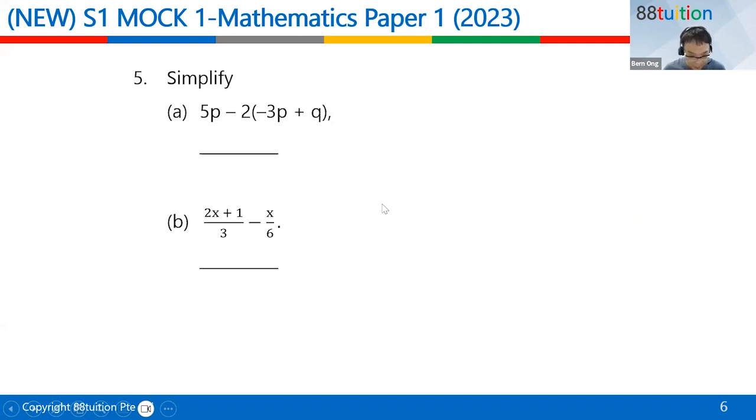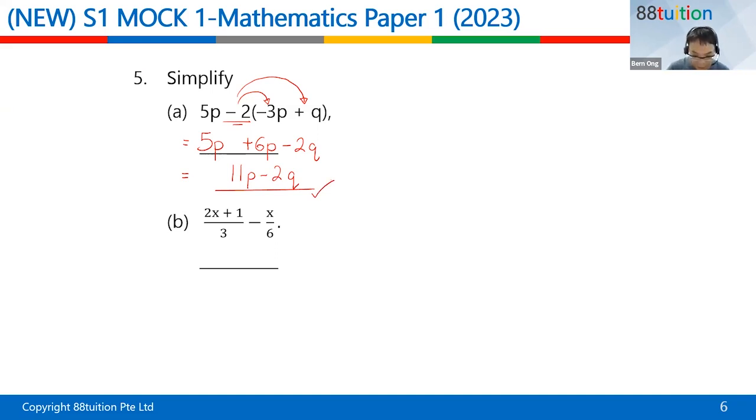Question 5, let's go. Simplify. What must you do? Simplify means to put the same family members together. Try your best. So down here, what do you do? The minus belongs to 2. Be careful. You read it as -2 times -3p. Minus times minus is a plus. 2 times 3 is a 6. The p is still down here. Then -2 times plus q. Minus times plus is a minus. 2 times q is 2q. Your 5p, put it back in front. The same family, put them together. 5p plus 6p is 11p, minus 2q. Ta-da! This will be your answer.